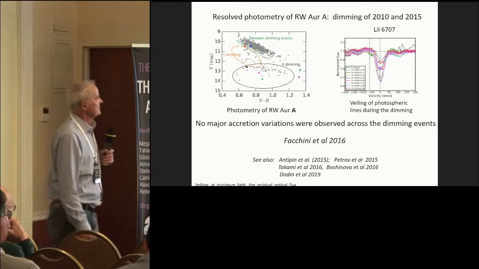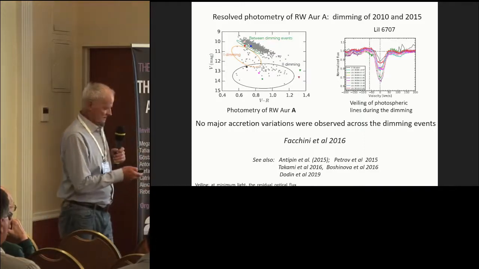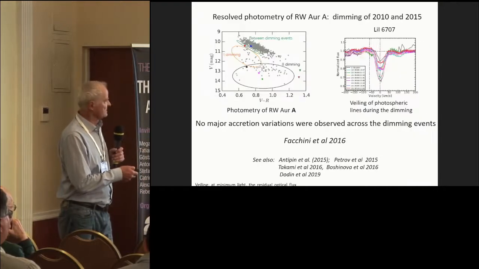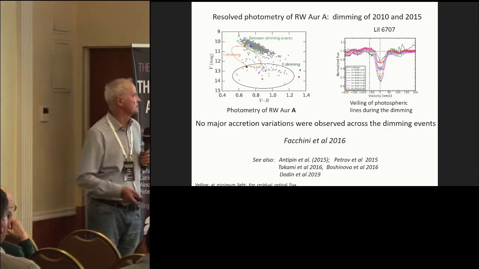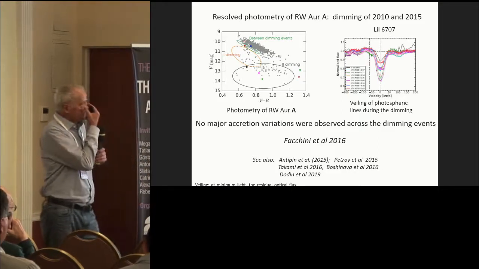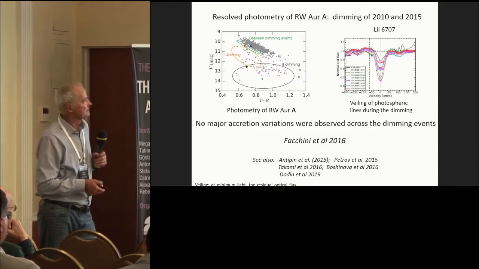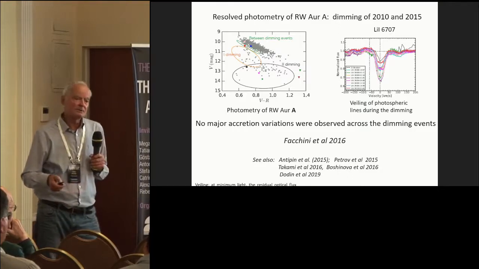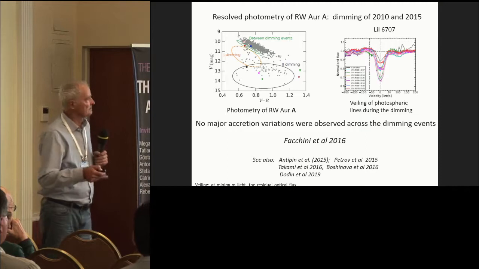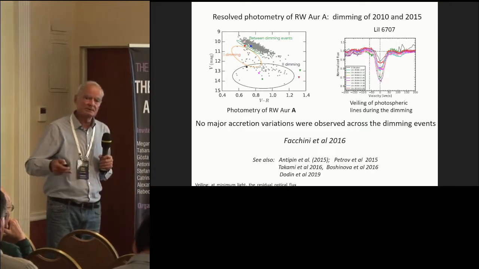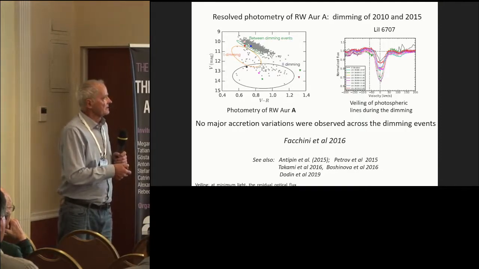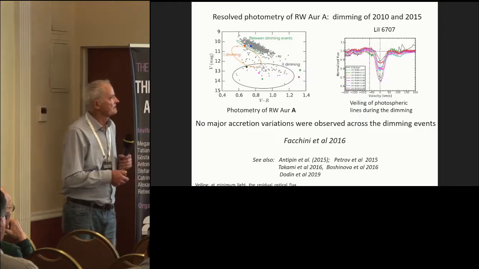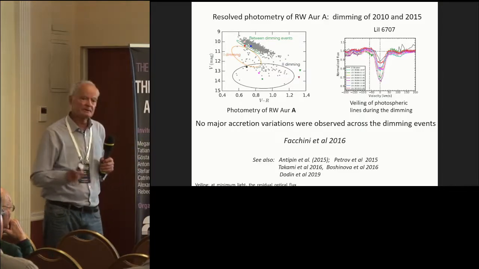In another dimming event of the same star, gray extinction was discovered. That is, large-size particles appeared on the line of sight. Another very mysterious effect is that the photospheric absorption lines were veiled during the dimming event. There were several dimming events, and in each of these, the photospheric line depths were reduced, but the line width remained the same.